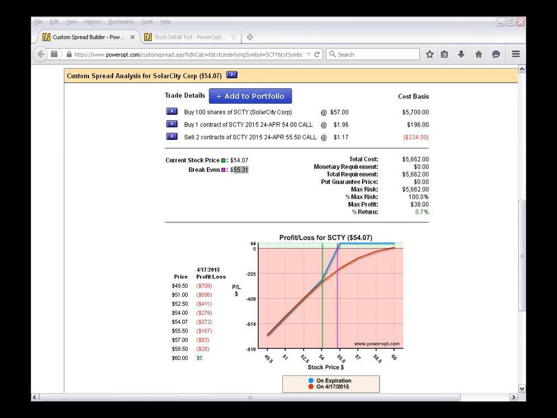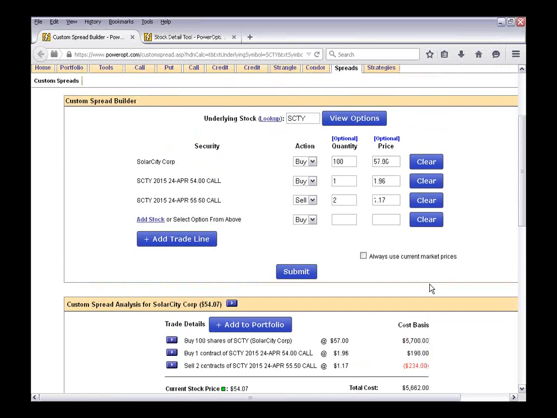Jeff asks, can these trades be done in a self-directed IRA? That is the prominent question, isn't it? And depending on the restrictions, Jeff, in your IRA, you might not be able to do this repair. Okay? And what I mean by that is, of course, what are we doing here? Well, we're selling two calls and buying one.